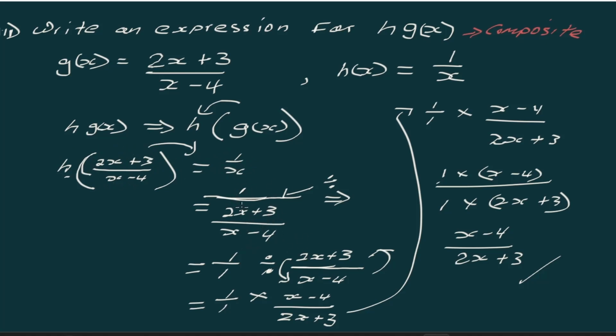And this again is a fraction, which is 1 divided by 2x plus 3 over x minus 4. Again, we don't divide fractions, we change the sign to multiplication, and we invert the second fraction, turning it upside down. After having done that, we multiply numerator by numerator, so it's 1 multiplied by x minus 4, and we treat this as a singular unit, and denominator multiplied by denominator. So 1 multiplied by anything is itself, and we have the answer here.